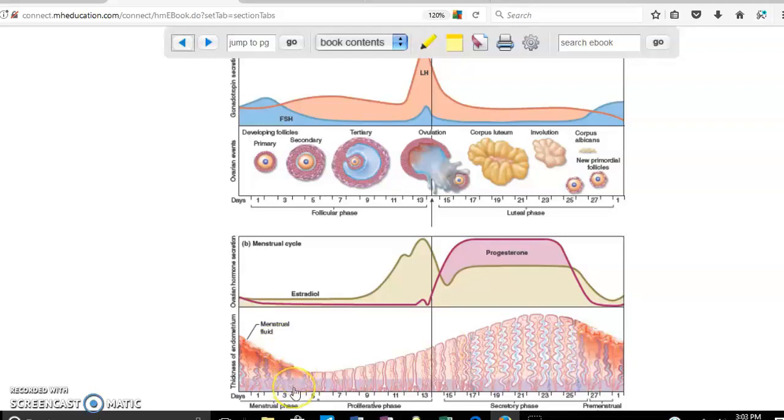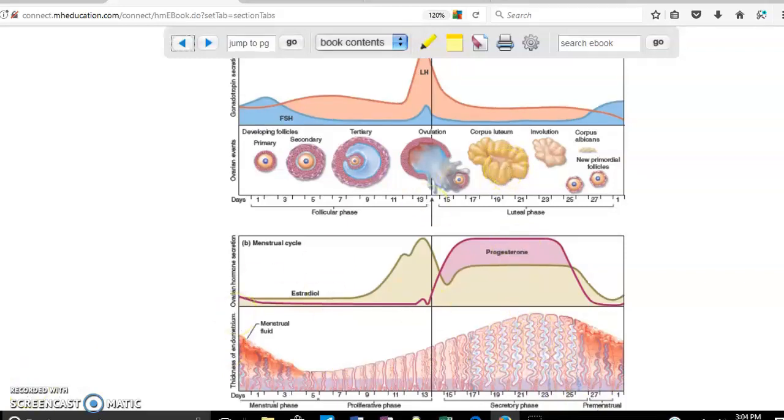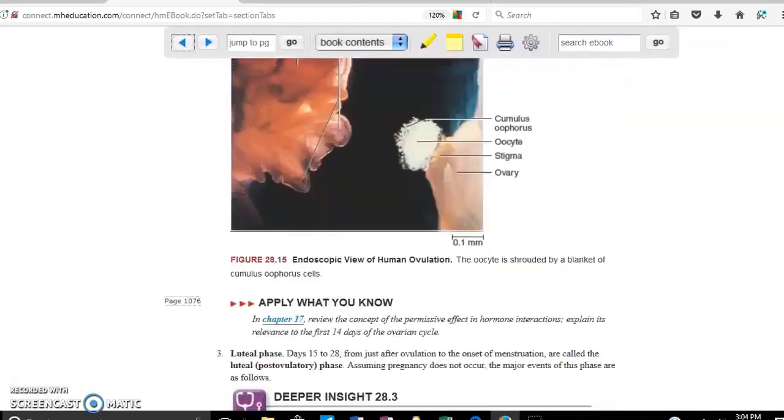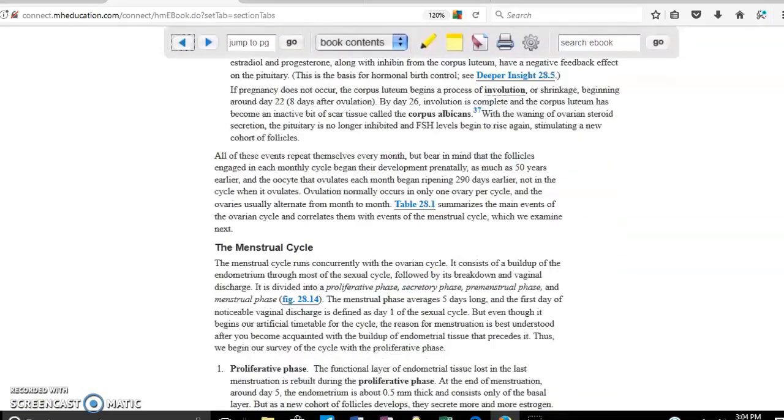So from day, let's say 5 to day 15 is the proliferative phase. From day 15 to day 27 is the secretory phase, and then that's when we start with the menstrual period. So the first 15 days is related to estradiol, and the last 15 days is related to progesterone. Not only that, progesterone is produced, as you can see right here, by the corpus luteum. If we keep scrolling down, we see the ovulation and menstrual cycle, we covered that.